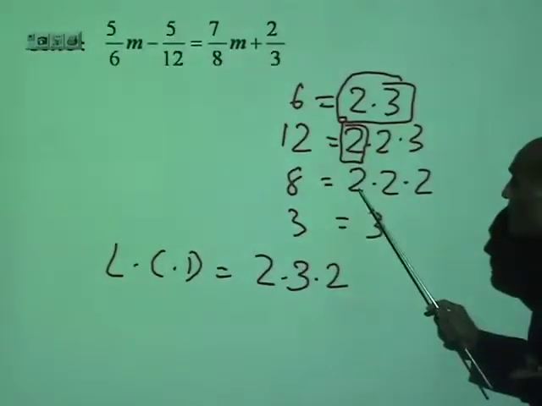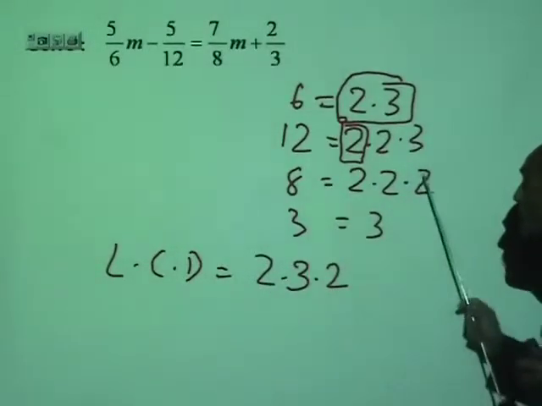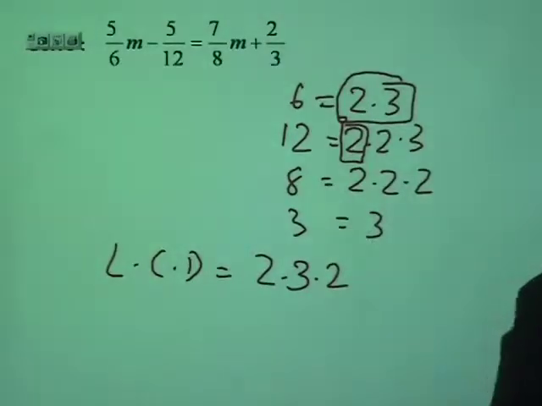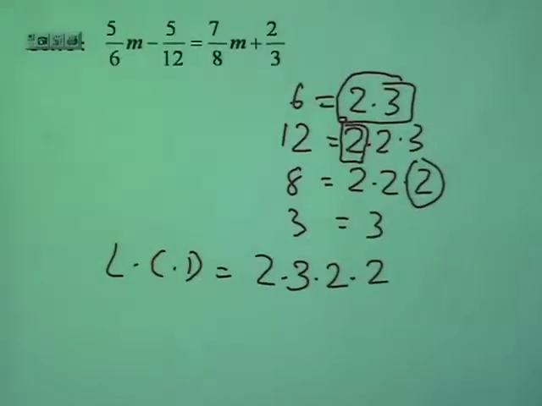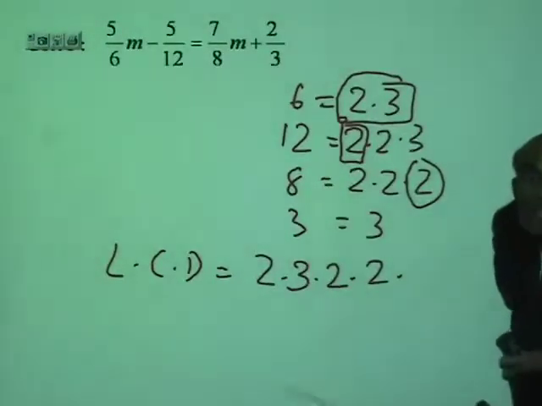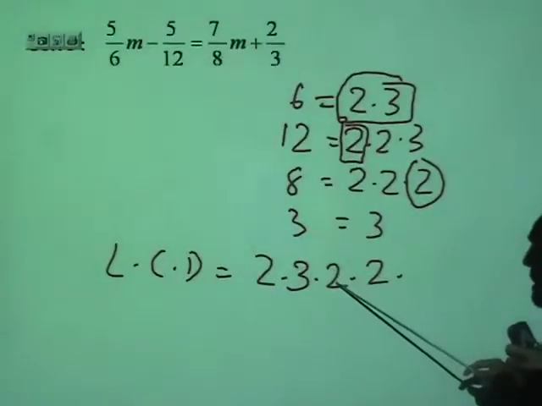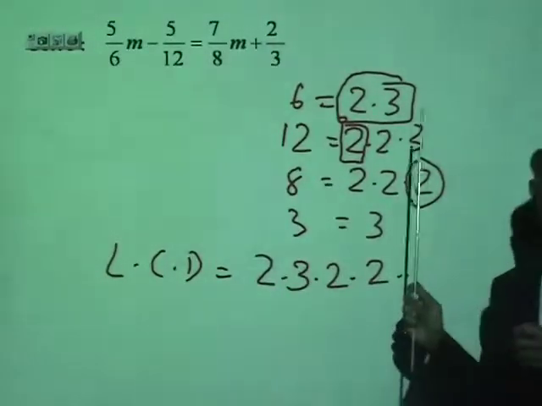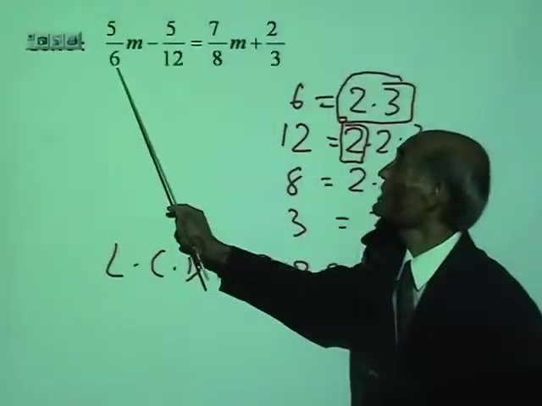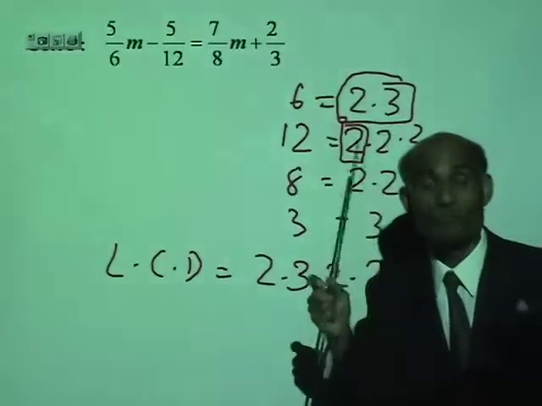Come to the third one. This has got 3 2's, but I have only picked 2 2's. That means I need to pick one more 2. Now, do I need this last 3? No, I don't, because I have picked a 3 there. What is the LCD? 2 times 3 is 6 times 2 is 12 times 2 is 24. The LCD of 6, 12, 8 and 3 is 24.